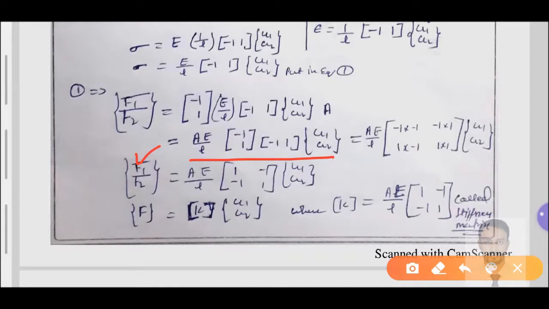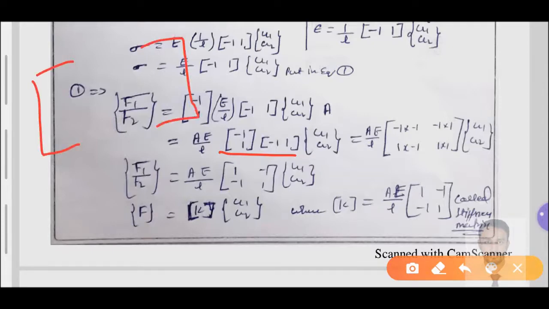So now I'll take AE divided by L common. Then minus 1 1 remains the same, and U1 U2 I have taken common. Now I will multiply this 2 cross 1 matrix and 1 cross 2 matrix, and we will get a 2 cross 2 matrix. How will we get the 2 cross 2 matrix?